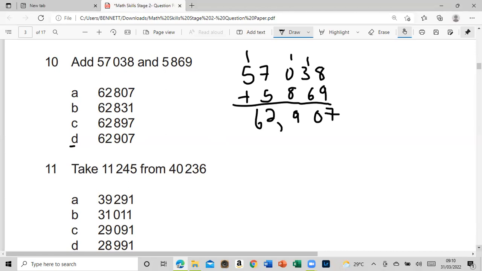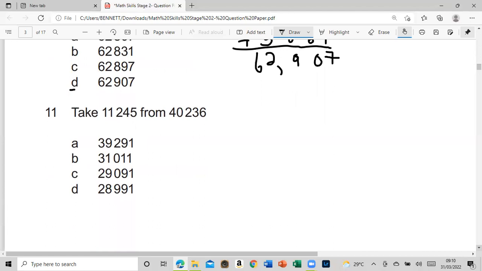Alright. This one says take 11,245 from 40,036. So let's go. It's a takeaway, so let us subtract. Remember, the same rule applies. Units under ones, tens under tens, and so forth. You start from the corner to be sure. 5, 4, 2, 1, 1. Right? So 5 from 6, that leaves 1.